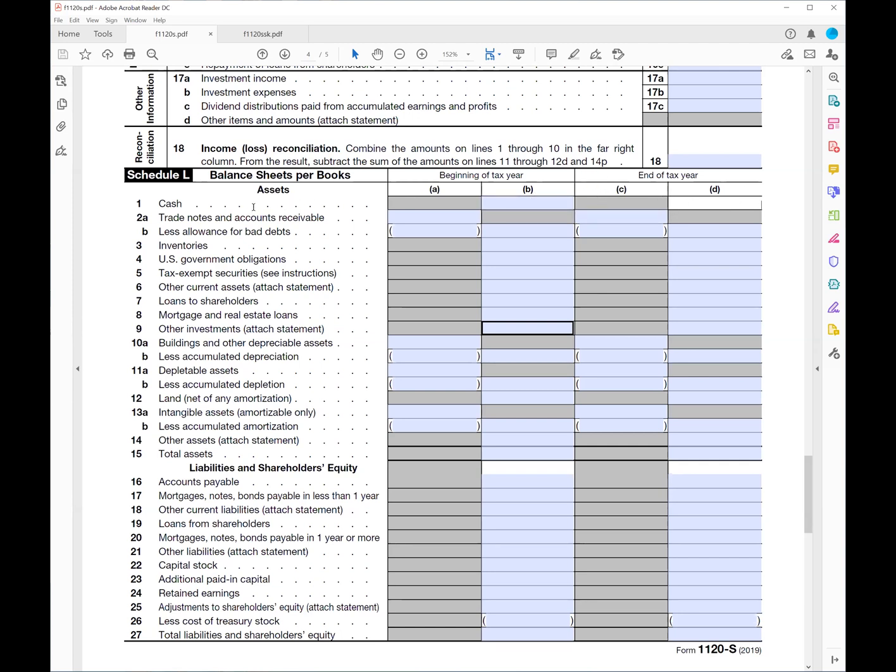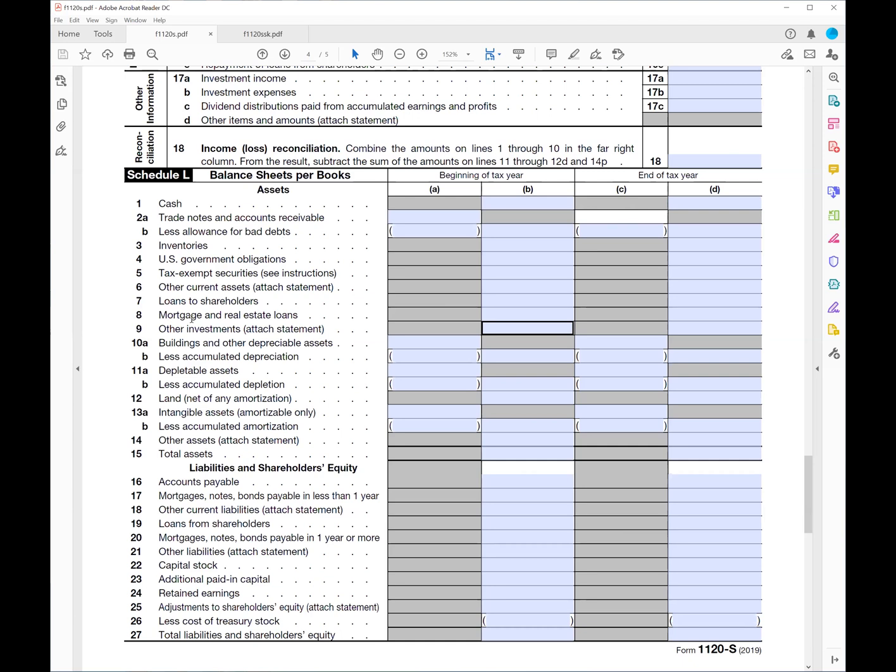The lines that are important to look at would be cash. Is there a huge drop in cash? Trade notes and accounts receivable. If they claim, oh yeah, we've got a lot of accounts receivable, and they have 50,000 in accounts receivable at the beginning of the year and at the end of the year they have zero, it's like, well, you really don't. Why does it drop?